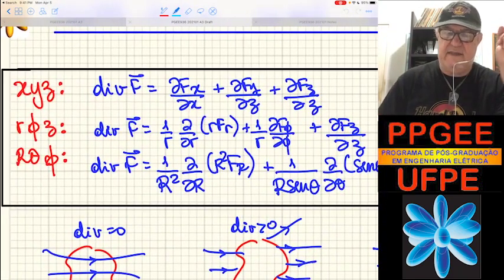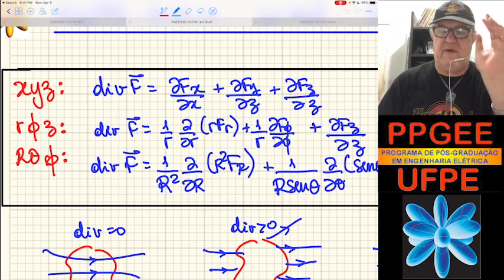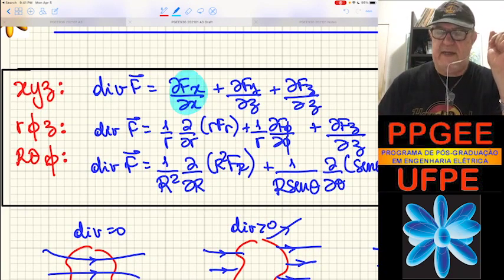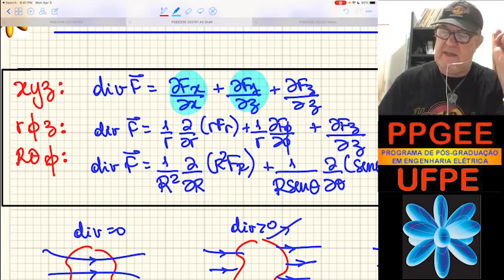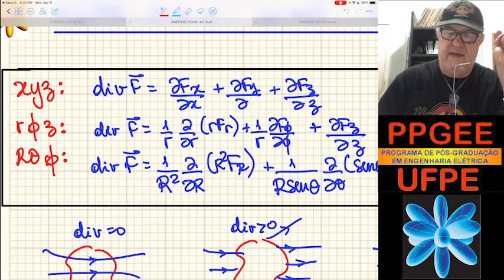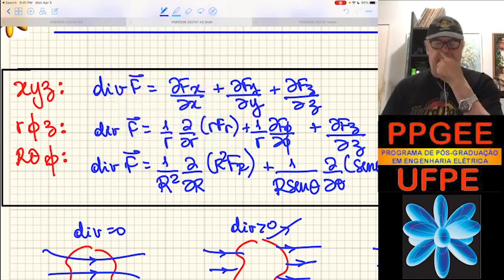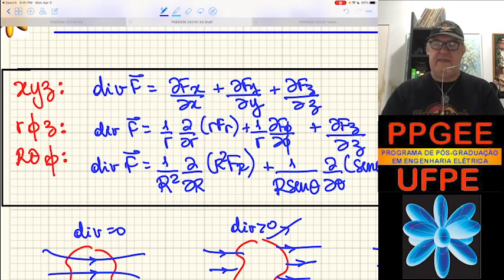That's what you got, right? So it's a simple sum, a sum of partial derivatives. The fx dx plus the fy... Oops, this is wrong here. Please fix that in the class notes. This is the fy dy here. And the fz dz, right? The fx dx plus the fy dy plus the fz dz. Okay.